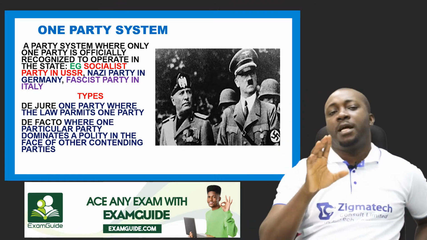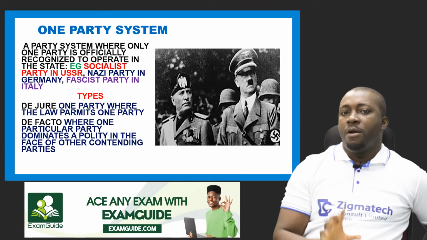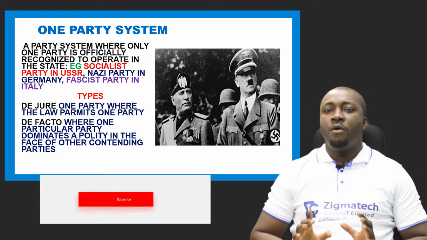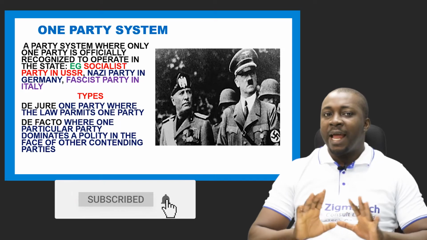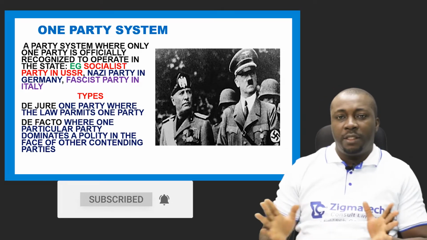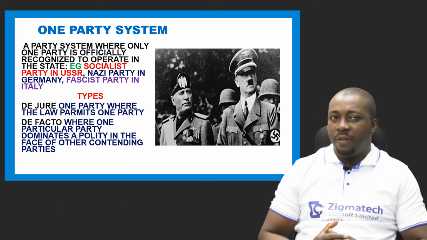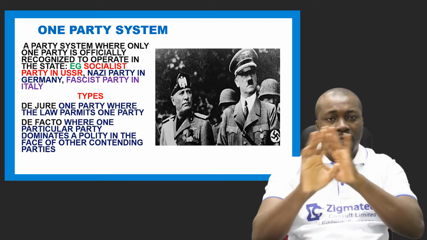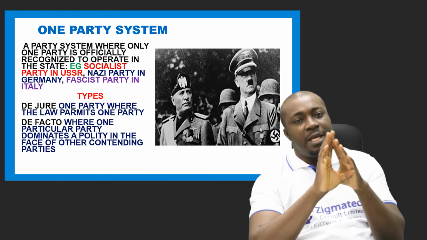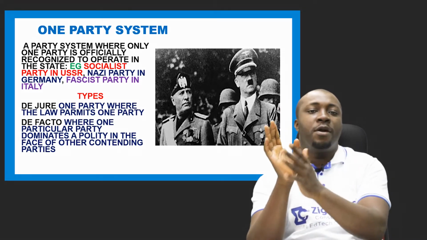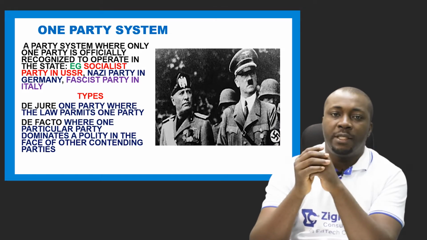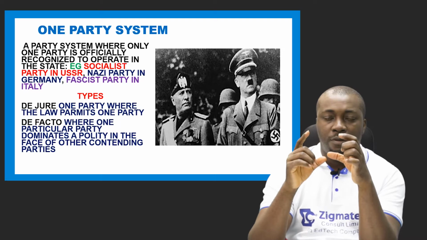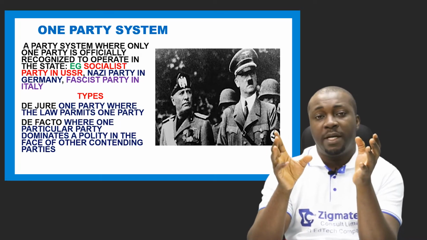Now, one-party system has two types. We have the de jure one-party system, and this is where one party is allowed by the law to operate in a state. So the law of the state, the policy of the state recognizes only one political party, and therefore it is illegal for any other political party to operate in that state. We also have what we call the de facto one-party state or one-party system.